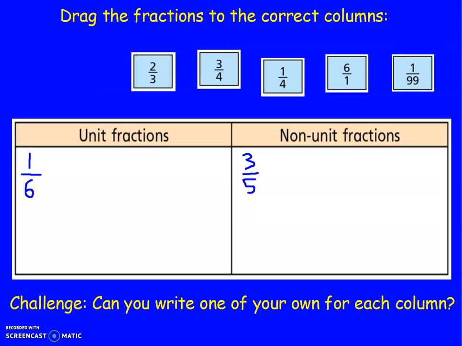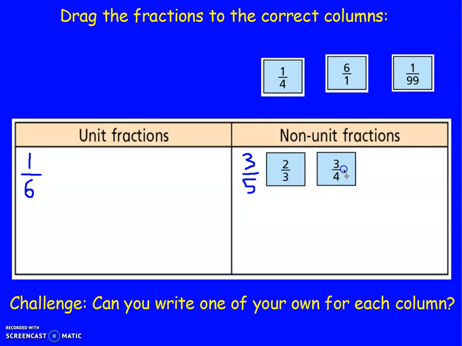Okay, let's get ready to mark these then. Get yourself a blue pen if you've got one. Don't worry if you've not, you can use a pencil. So the next fraction is 2/3, 2 out of 3. That is a non-unit fraction because it has a 2 at the top, doesn't have a 1. 3/4. Is that a unit or a non-unit fraction? It's a non-unit fraction because it's got a number other than 1 at the top for the numerator.